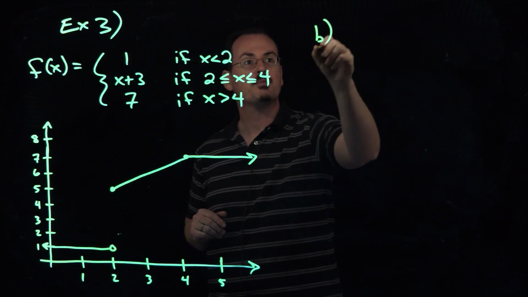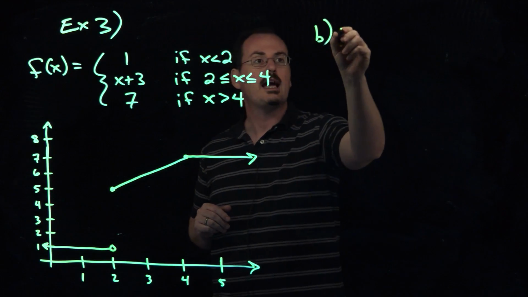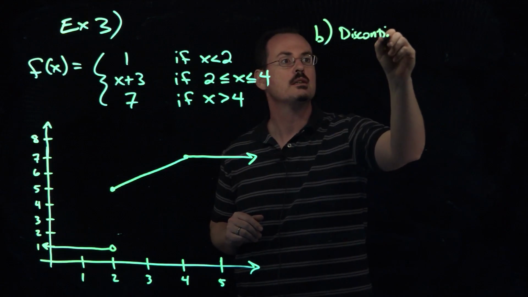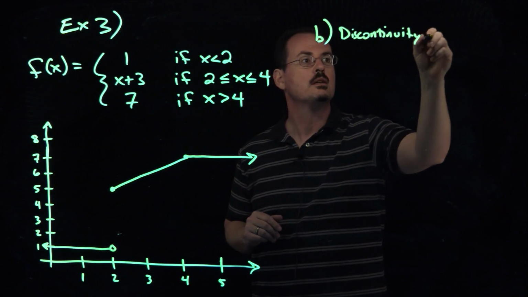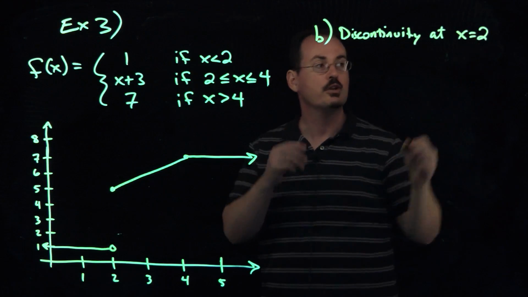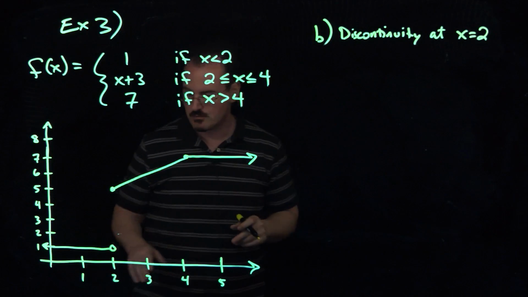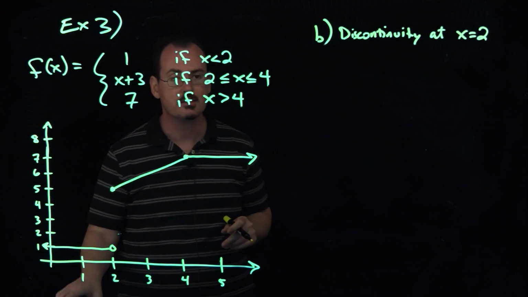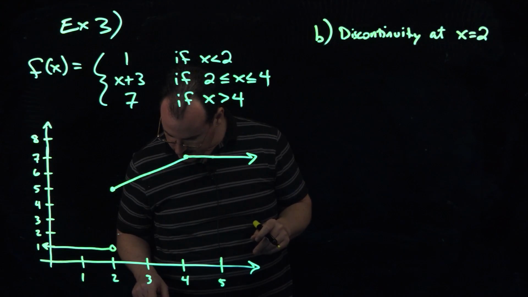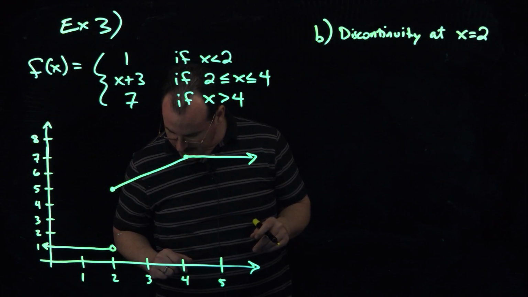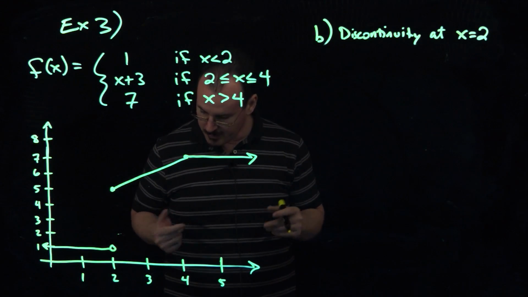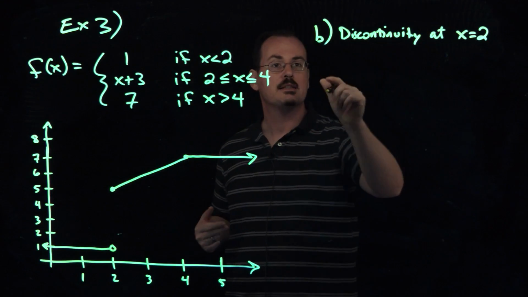So for part B, we've got discontinuity at x equals 2. Remember that when we're referring to discontinuities on functions, we always want to refer to the x value where that discontinuity occurs. Okay, then part C: find the limit from the left and from the right at any values of x in part B. Well, there's only one place that we had a discontinuity.